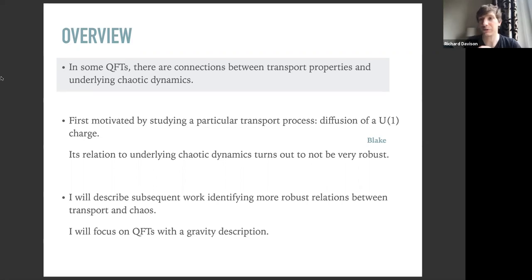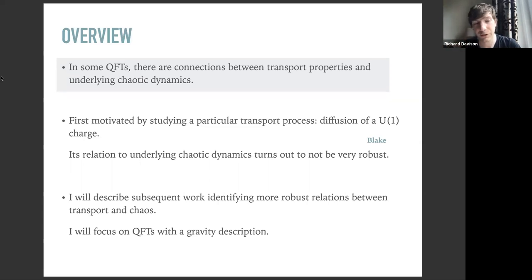Okay, so this particular relation between this transport process and chaos, it turns out it's not very robust. What I mean by that is that even within the confines of holographic theories, this is not very general and it only works if you have a particular kind of state which is relatively simple. But the general idea of the proposal is correct, and we can identify much more robust and general relations between transport and chaos, particularly in holographic theories. And so that's what I want to explain today.